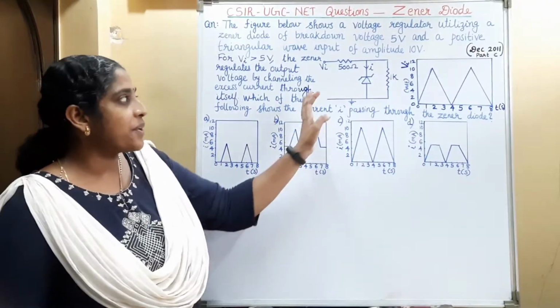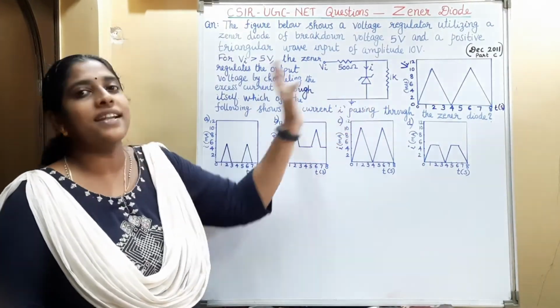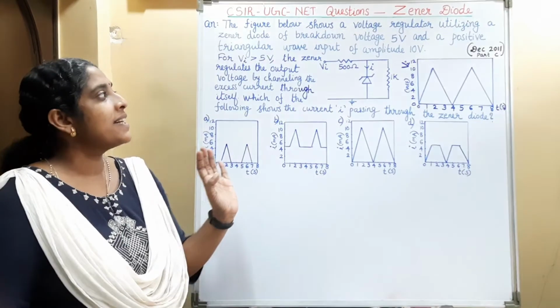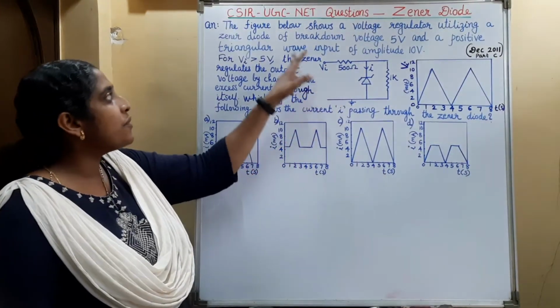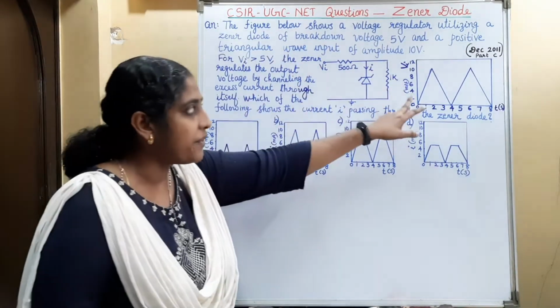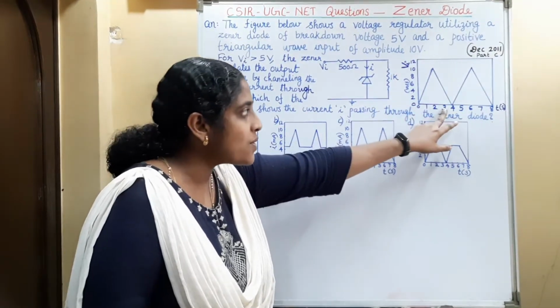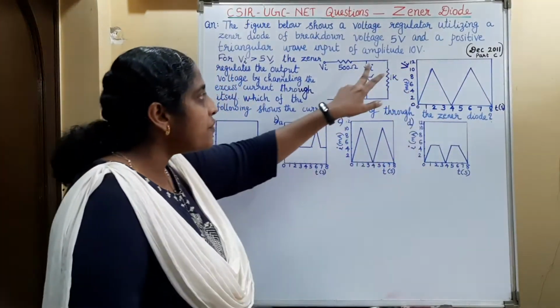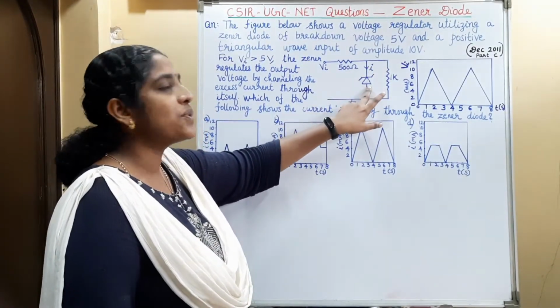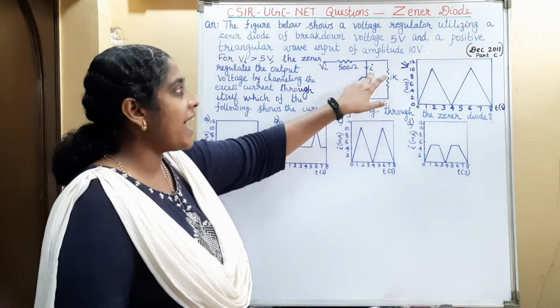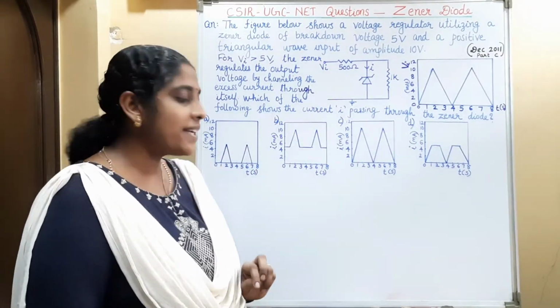Here, the circuit diagram is given with the Zener diode as the voltage regulator. An input voltage is applied. This input voltage is in the triangular waveform that is also given. We have to find out the nature of current that is passing through the Zener diode. The I is the current passing through the Zener diode.